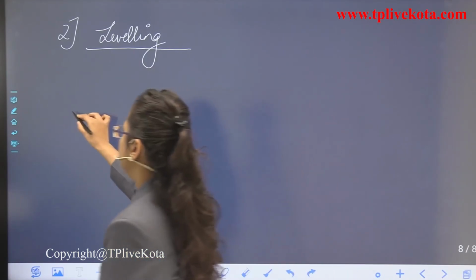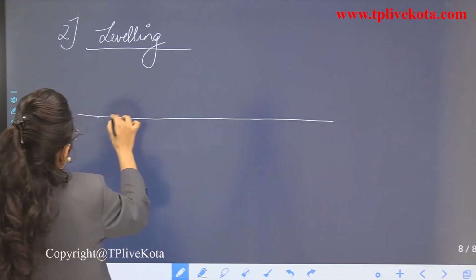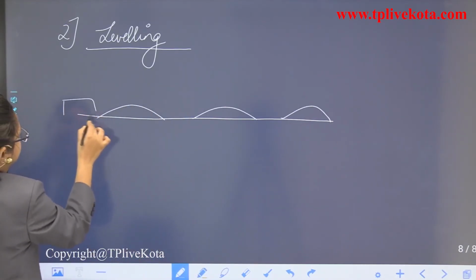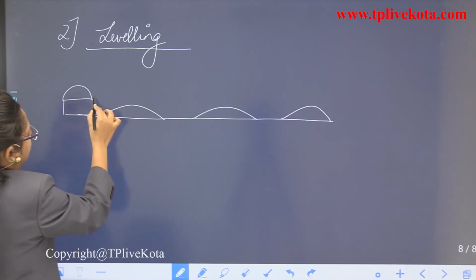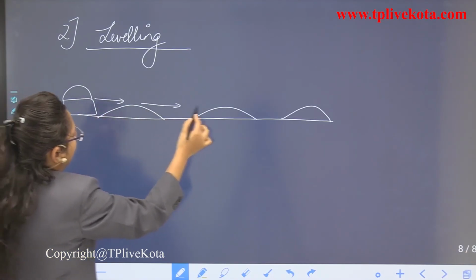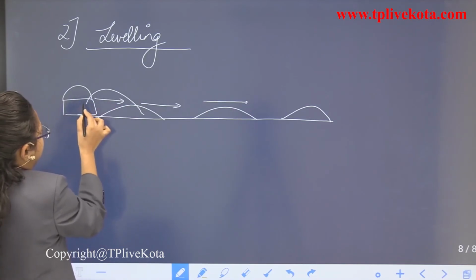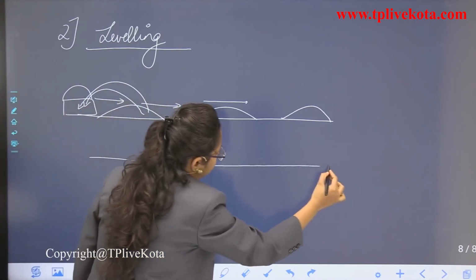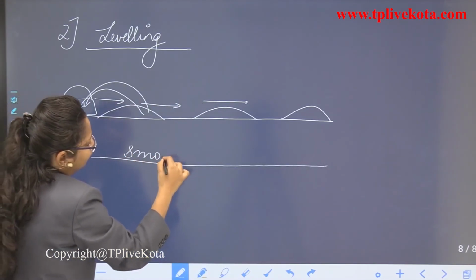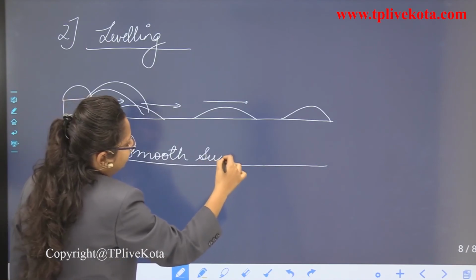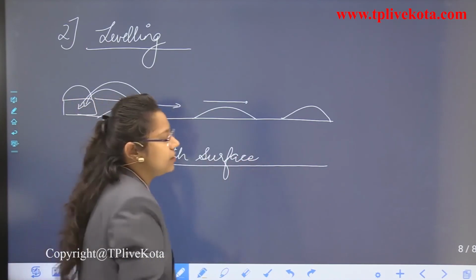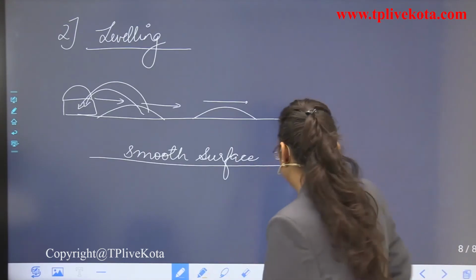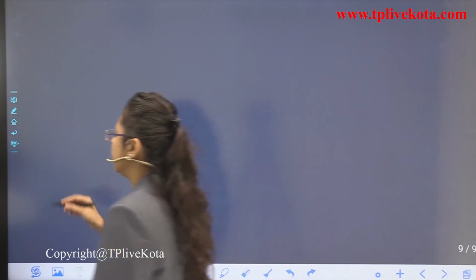You can see it through this diagram also. If there are crumbs present over there, now there is a bucket present here. As the receiver moves forward, this extra amount of soil gets collected inside the bucket, and the soil gets a smooth surface. So this procedure of making the soil surface smooth is known as what? The leveling procedure.